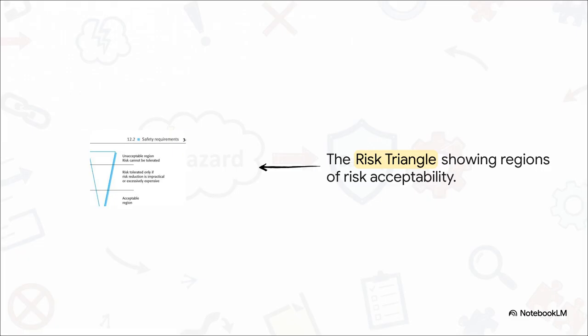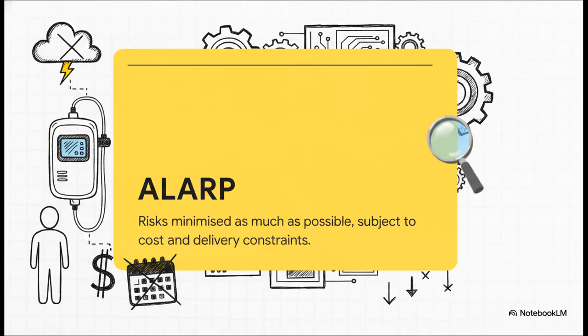At the very top, we have the unacceptable region. These are catastrophic risks that threaten human life and absolutely cannot be tolerated under any circumstances. Down at the bottom, we have the acceptable region. These are negligible risks where the consequences are minor and highly unlikely. And right there in the middle, we have a very special zone called ALARP. ALARP stands for as low as reasonably practical.